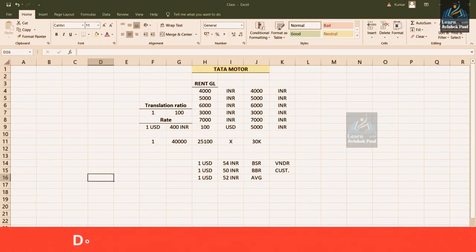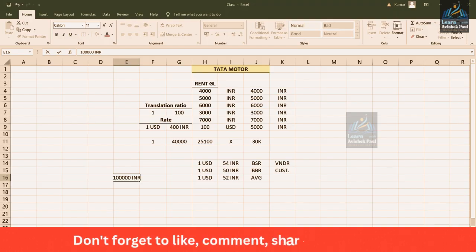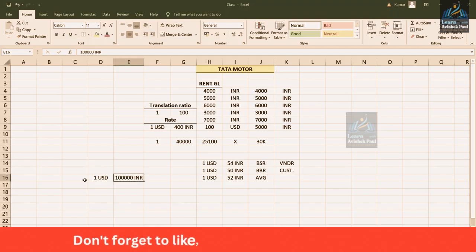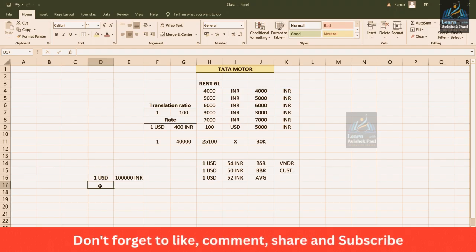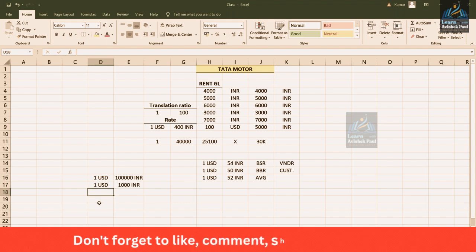Say for example, 1 USD equals 1 lakh Indian currency, or any other currency, guys. Let's suppose 1 USD equals 1 lakh Indian currency. In that case, how are you going to specify the rates? You have to say that in the exchange rate table, I'm going to specify 1 USD equals 1000 INR. At the same time, in the translation ratio, I'm going to specify 1:100.